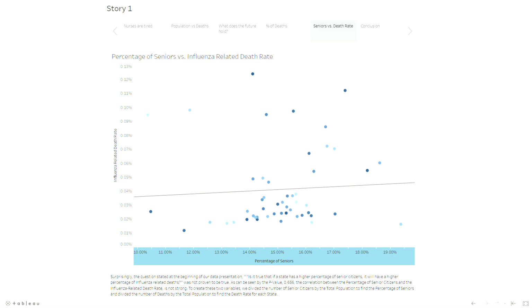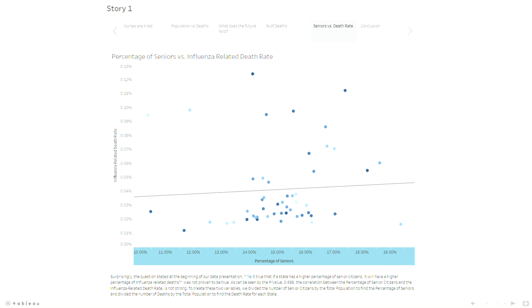The x-axis represents the percentage of seniors in each state. This was calculated by dividing the number of seniors by the entire population. On the high end, seniors consist of almost 20% of the population in Florida, while on the other end, Utah and Alaska are at just over 10%. My expectation was that the higher percentage of seniors would mean the death rate would be higher. However, this was not the case.